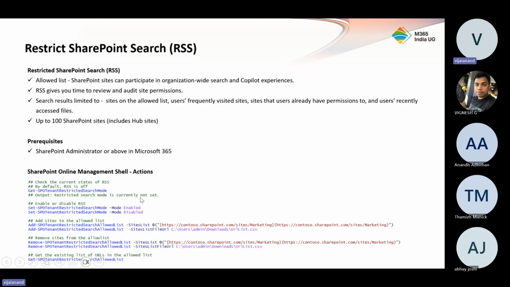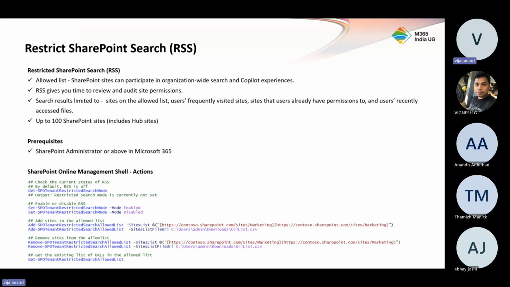Okay, so these are the PowerShell scripts that are available. You can enable the RSS mode or disable the RSS mode. Once you enable it, you can have a list of SharePoint sites as a CSV file, or send it as a list of comma-separated values. You can do all those things, create an allowed list, and then add that allowed list to the Restricted SharePoint Search, so that only those sites will participate in your org-wide search and Copilot experience. And this is a temporary solution.